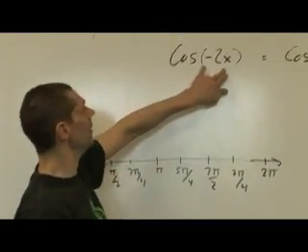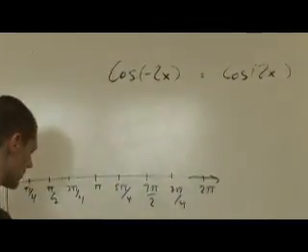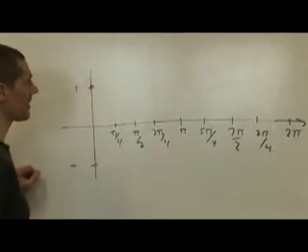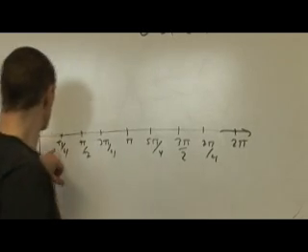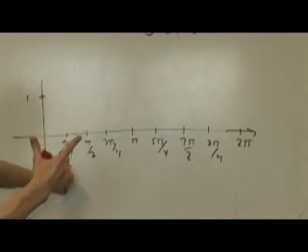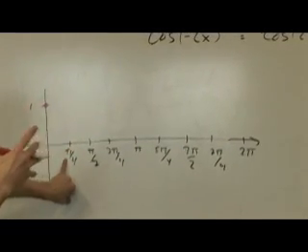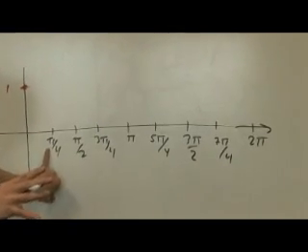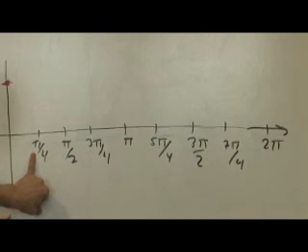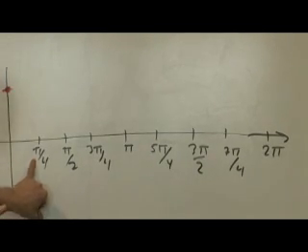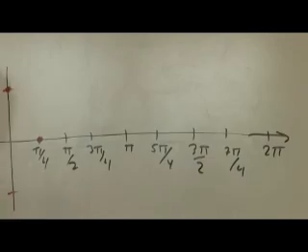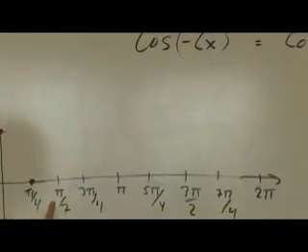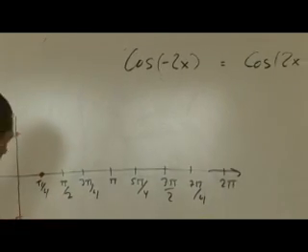When x is 0, cosine of negative 2 times 0 is still cosine 0. I should probably put these up here, 1 and negative 1. We still start here. When x is pi over 4, negative 2 times pi over 4 is negative pi over 2. Cosine is an even function, so the value of cosine of negative pi over 2 is still going to be the value of cosine of pi over 2. It's just going to be 0. The cosine of negative 2 times pi over 2 is the cosine of negative pi, but the cosine of negative pi is the same as cosine of pi, which is negative 1.